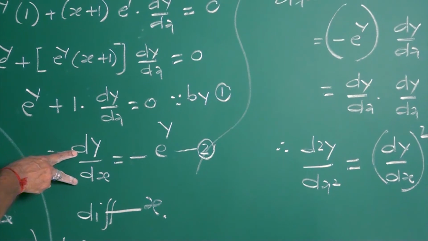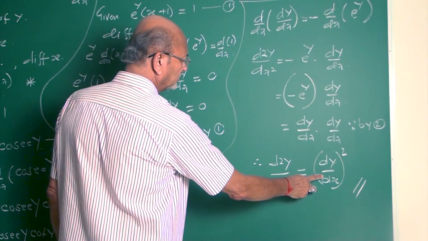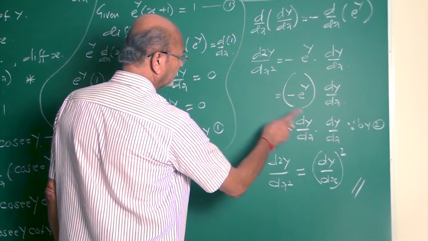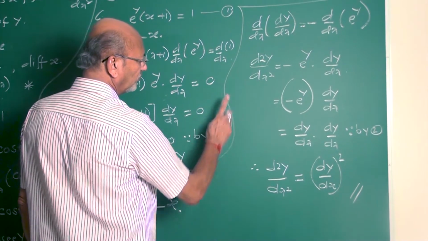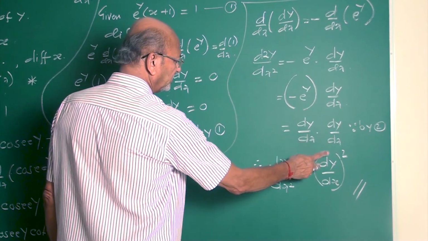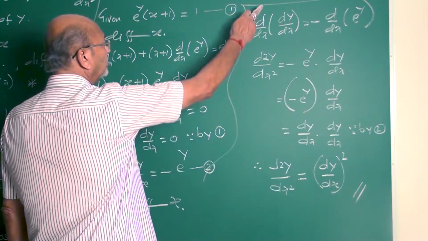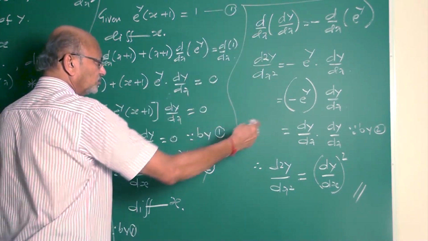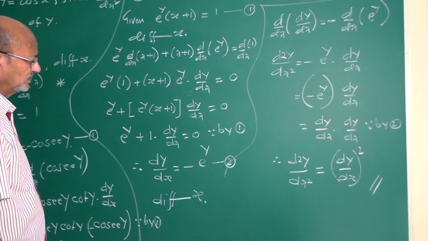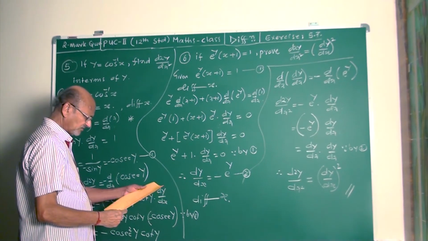So it is dy by dx into dy by dx, which is dy by dx the whole square. So the second derivative of y with respect to x is dy by dx into dy by dx, which is dy by dx the whole square. This is what you wanted, my friends. It is also another good example. Copy it. I will explain once again, my friends.